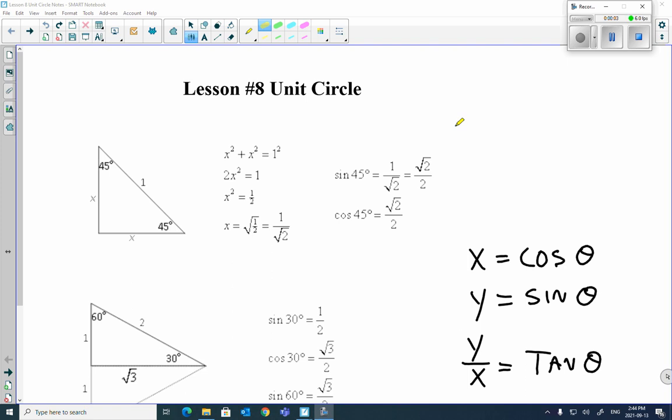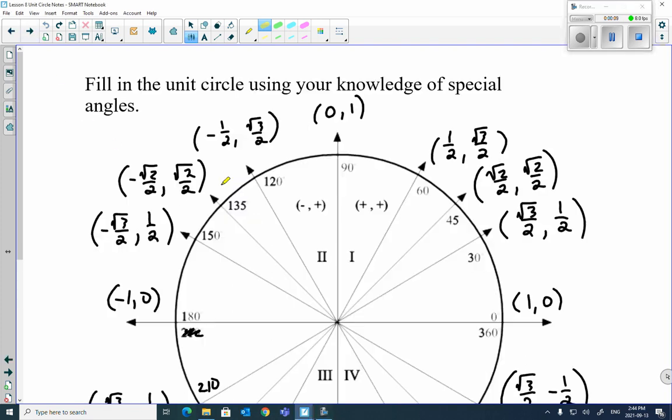Okay, this is grade 11 pre-cal. This is lesson 8, talking about the unit circle. So this first page is about the math, and eventually we're trying to get to this. This is the whole circle here. So we're going from 0 to 360, and we're going to figure out what all these x and y coordinates are. So let's go back to the first page here.